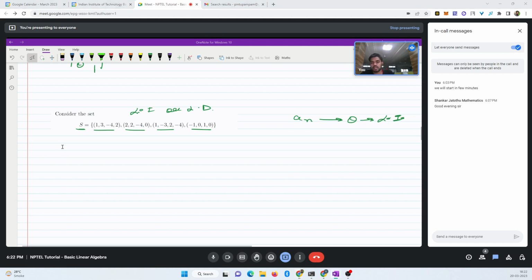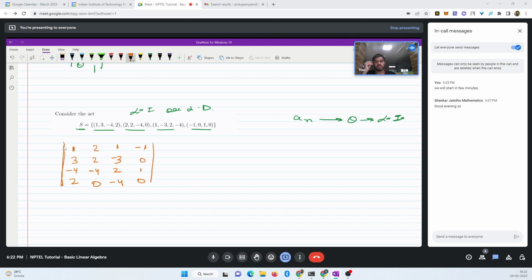So you can just start writing it as a matrix whose first column is first, minus 4, 2. Next is 2, 2, minus 4, 0, 1, minus 3, 2, minus 4, minus 1, 0, 1, 0. You need to find its determinant.